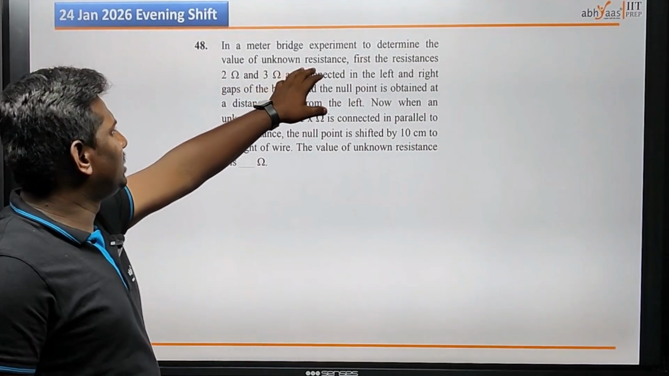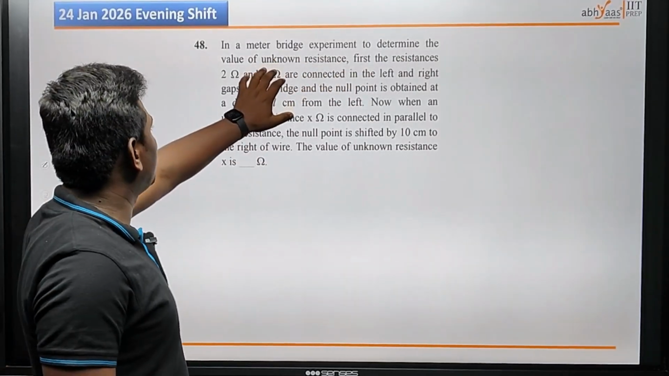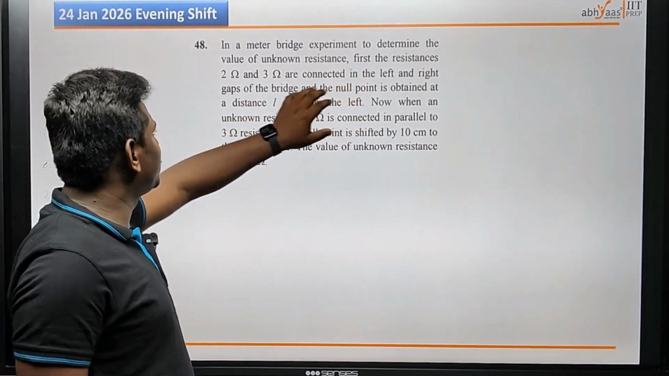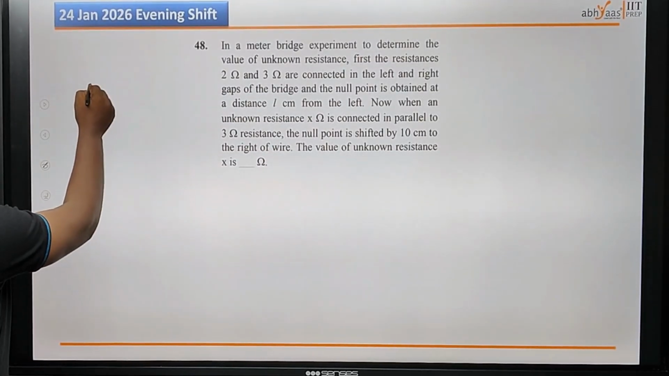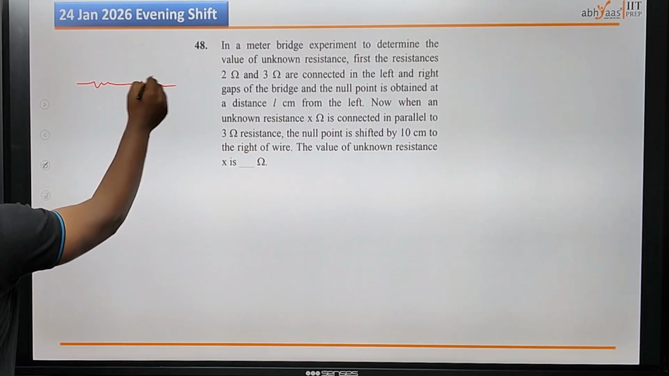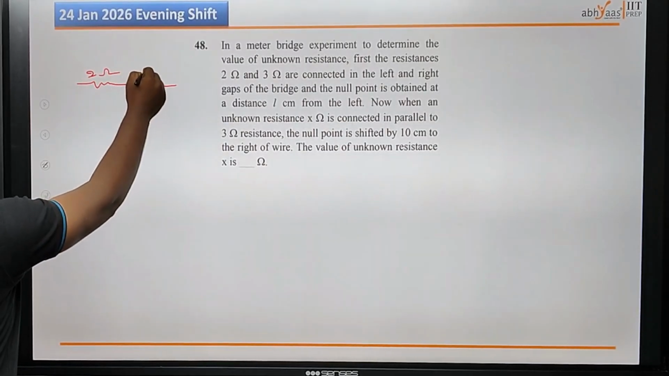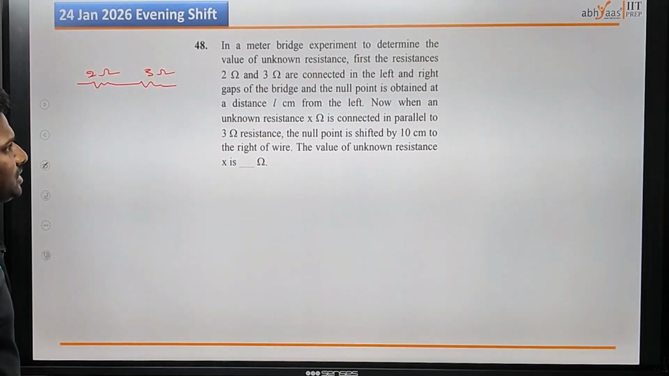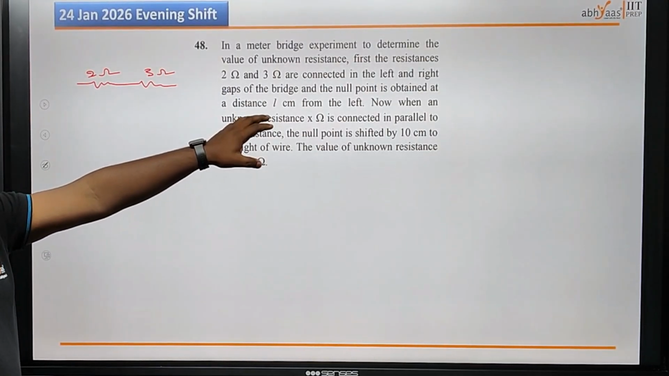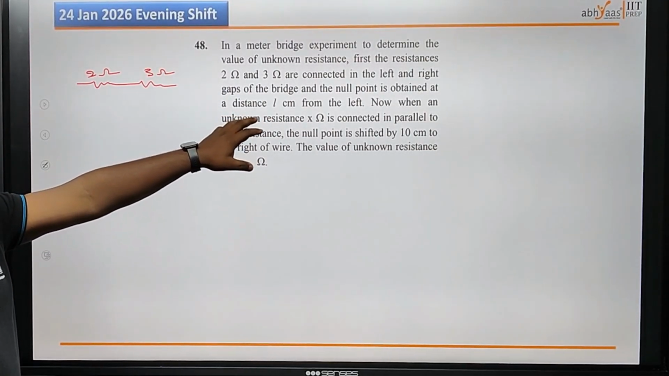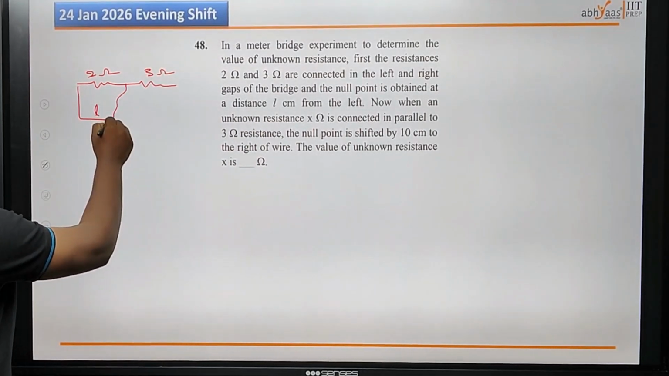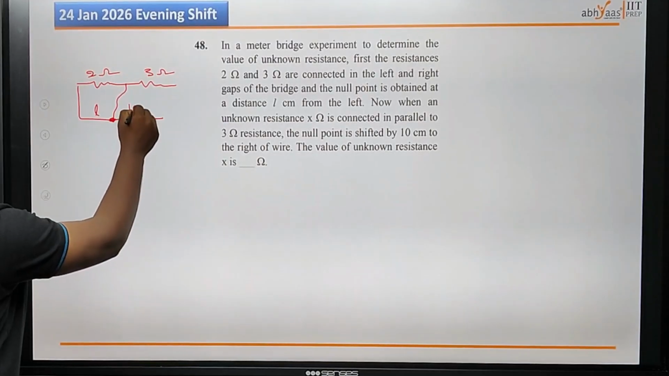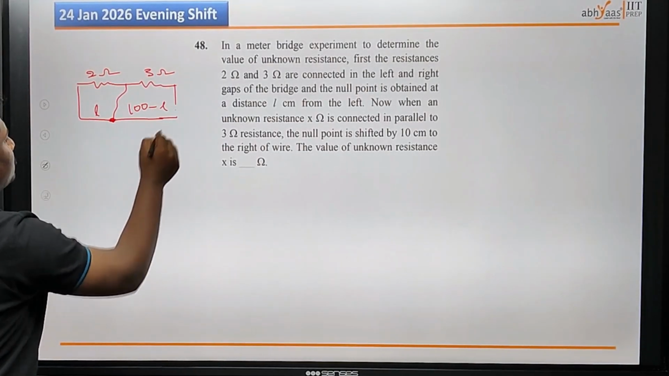In a meter bridge, the experiment is to determine the value of an unknown resistance. The first resistances, 2 ohm and 3 ohm, are connected in the left and right gaps. This is 2 ohm and this is 3 ohm, left and right. The null point is obtained at a distance L centimeter from the left. So this is obtained at a length L centimeter from the left. In this one you have 100 minus L.